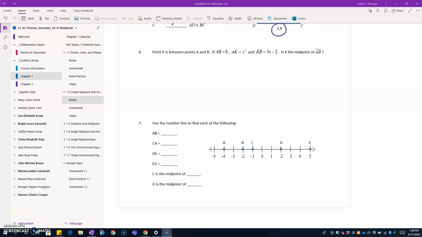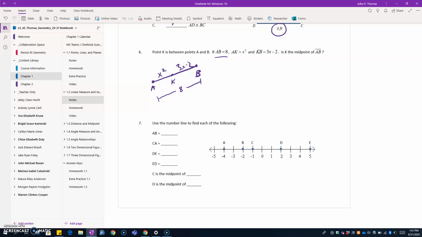All right, let's take a look at problem 6 and 7 from this. So problem 6 says point K is between A and B. So I've got A over to B, and I've got point K in between. It tells us first AB is 8, so that gives me a total length. And you want to be really careful about labeling these because it's easy to make the problem a lot harder. AK is x squared, and KB is 3x minus 2.